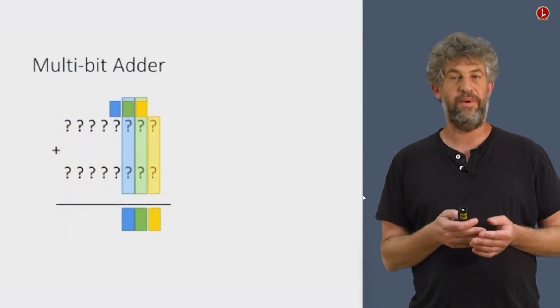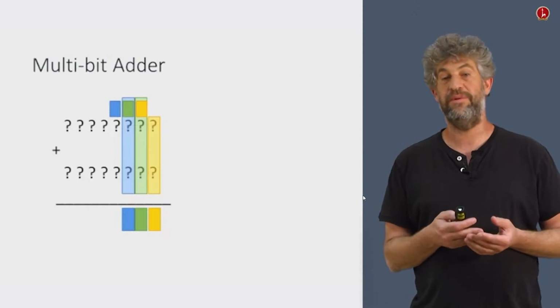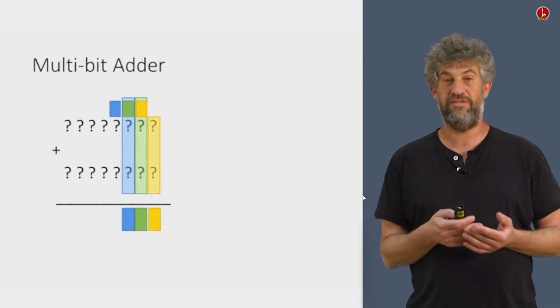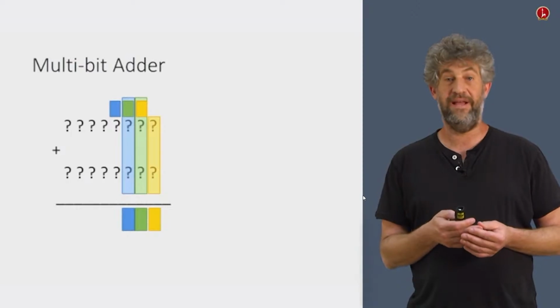Let's color the bits, the rightmost bit yellow, the next one green, the next one blue. This is just so we can talk about them in terms of colors, but of course in the implementation there are no colors, just different bits. So we start, of course, by adding the two yellow bits, and adding the two yellow bits is just a half adder because we have no carry so far, and we get a yellow sum and a yellow carry.